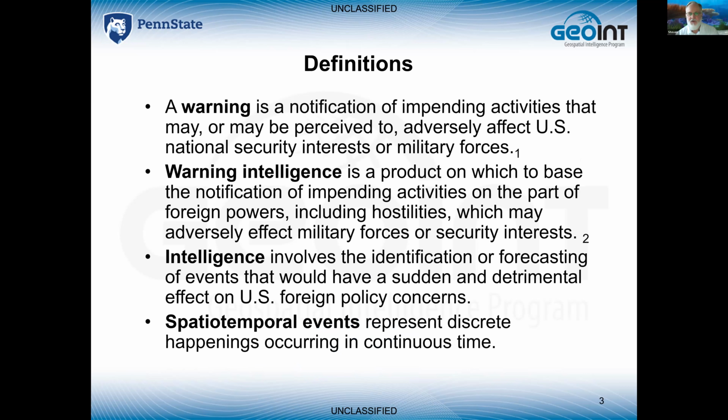First of all, some definitions, important to get these down because I use them throughout. A warning is a notification of impending activities that may or may be perceived to adversely affect U.S. national security interests or military forces. Warning intelligence is a product on which to base that warning. Intelligence involves the identification or forecasting of events that would have a sudden and detrimental impact or effect on U.S. foreign policy concerns, and spatial temporal events represent discrete happenings occurring in continuous time.